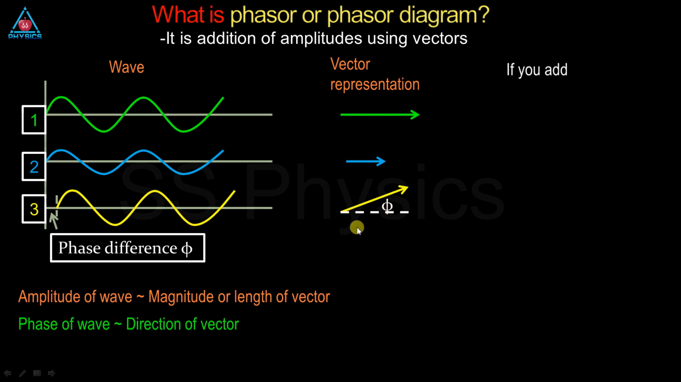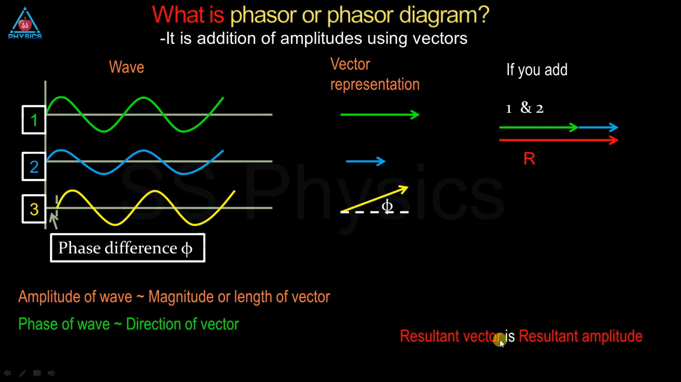Now if you add the two waves, let's say first and second. So there is the first wave vector and the second wave vector. The resultant is this. So here resultant vector indicates the resultant amplitude. So this is the addition of these two waves.